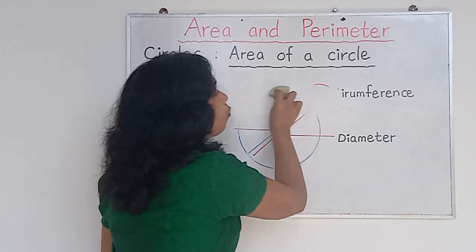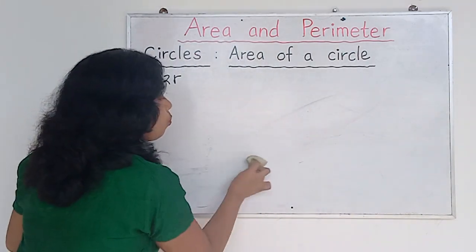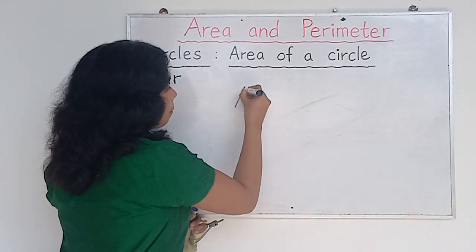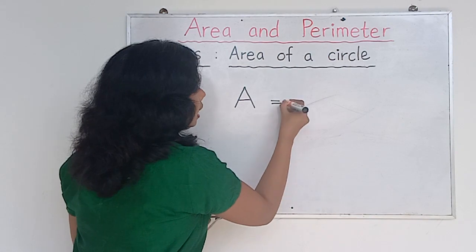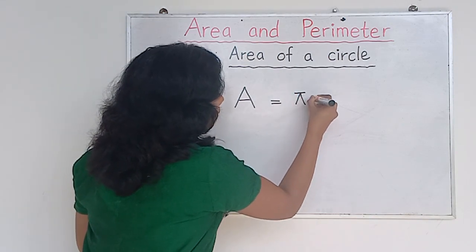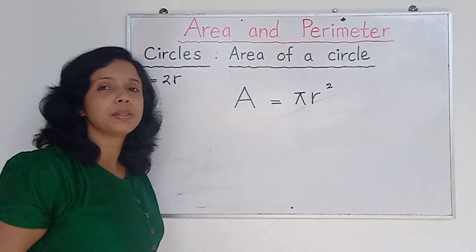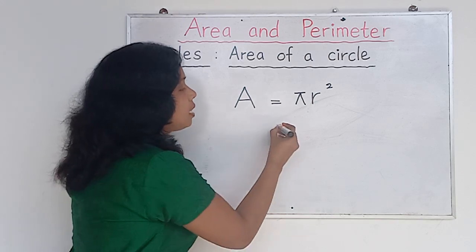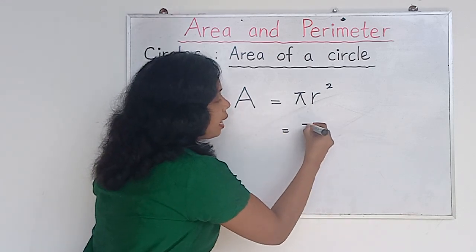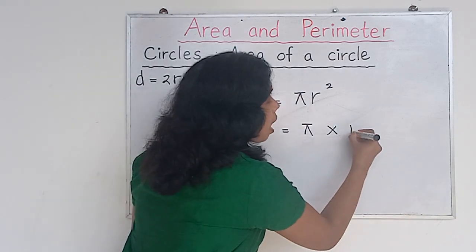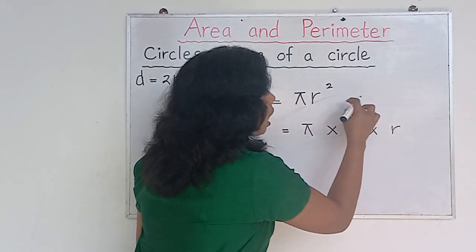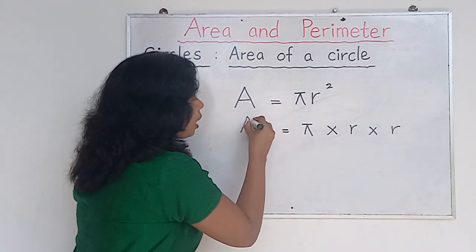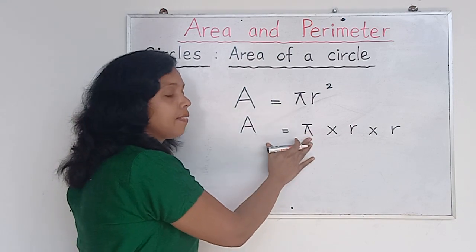Now let's move to the formula. To find the area of a circle, the formula is πr squared. Have you seen this formula earlier? πr squared. What does this mean, children? π times r times r. r squared means r times r. So area equals π times r times r.